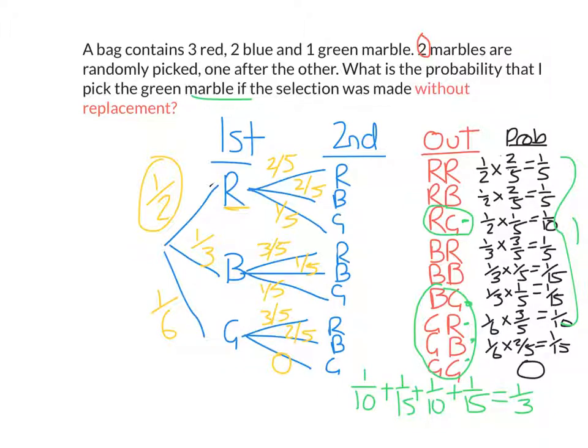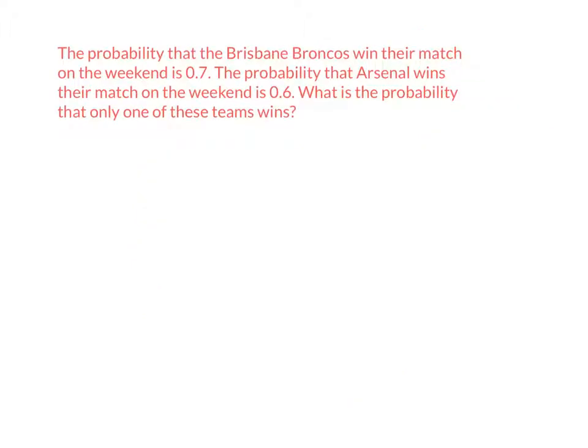So I'm just going to do one more example now that's kind of neither with nor without replacement. So let's look at this question here. The probability that the Brisbane Broncos win their match on the weekend is 0.7. Probability that Arsenal wins is 0.6. What's the probability that only one of these teams wins? So why is this a tree diagram question? Well, there are 2 stages here. The first stage we're looking at is the result of the Broncos match, and the second, the result of the Arsenal match.